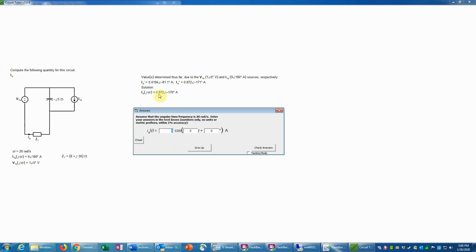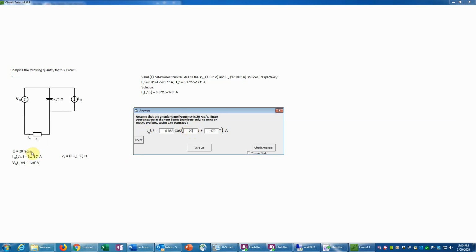So here I just put in the magnitude of the complex number, which becomes the amplitude of the cosine function. Remember, we always use a cosine function. And if you're doing it by hand, you have to just remember that, because that's what phasors are based on, is cosines. That's an arbitrary choice, but it's what we use. And then the angle is going to be negative 170, which is the angle of the phasor. And then the omega is 20 radians per second. So we just put in 20 there. That doesn't have any metric prefix or anything, so it's just a number 20.